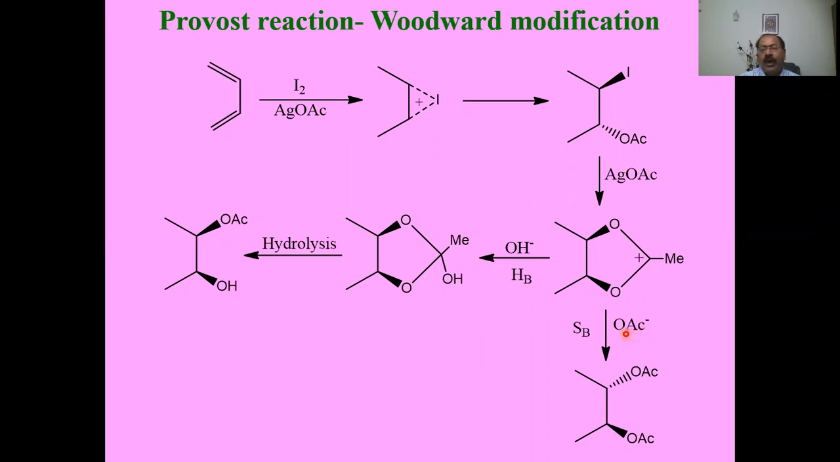Whereas when the reaction is done with acetate, this is softer, where it is OCO. And this attacks one of the two carbons from the opposite side to give the 1,2-diacetate.